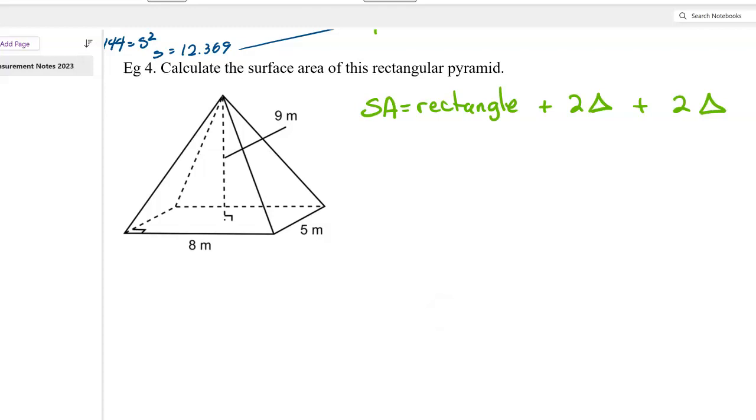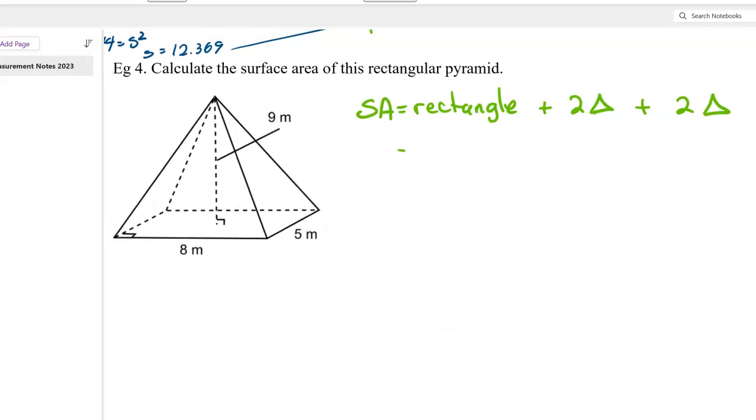Okay, coming back to the question. The rectangle is easy, 8 times 5. All right, we got to look at this front triangle now. This front triangle is 2 times 1/2. The base is 8, but I don't know what the slant height is. I'm going to have to find that. All right, how do I find that? Well, it's this slant height I'm trying to find. Let's connect it to this triangle right here.